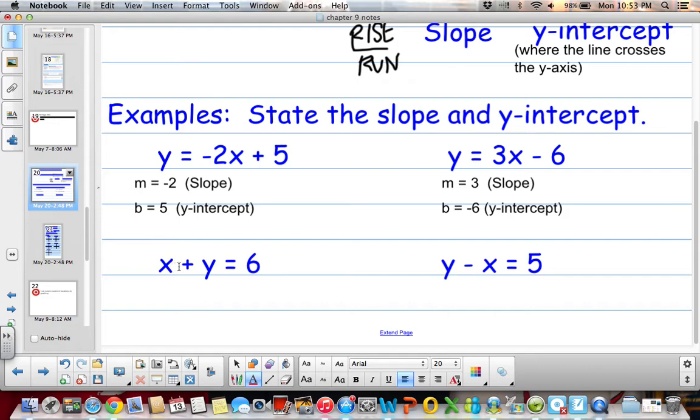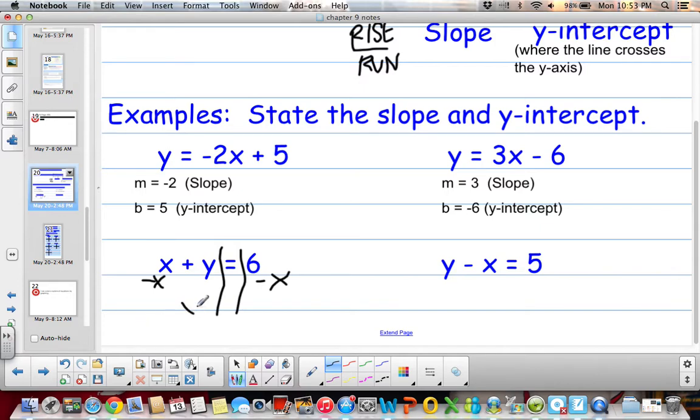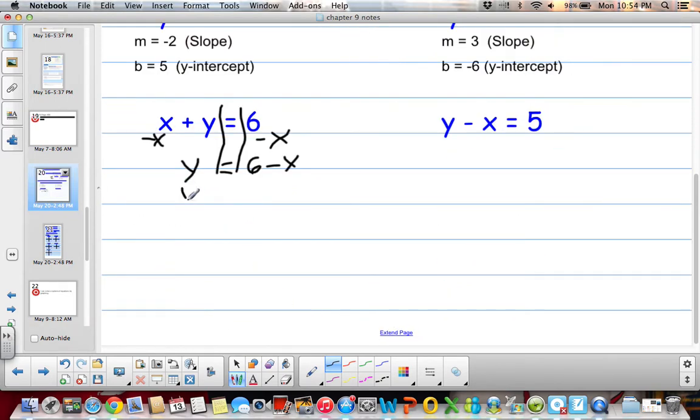If we have an equation that looks like x plus y equals 6, first of all, we need to get y alone because it needs to be y equals something. To get y alone, we subtract x on both sides. So we have y equals 6 minus x. We want to rewrite it in the form of mx plus b. So y equals negative x, which is the same as negative 1x, plus 6. Then m equals negative 1, because that's our coefficient in front of x, and b, our y-intercept, equals 6.